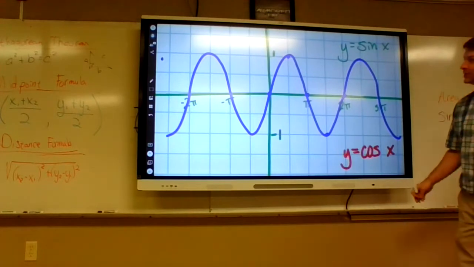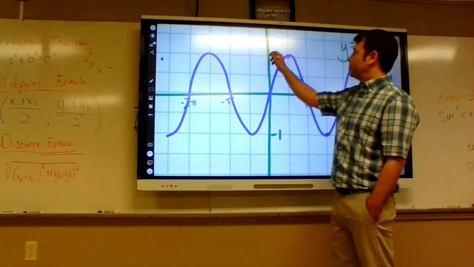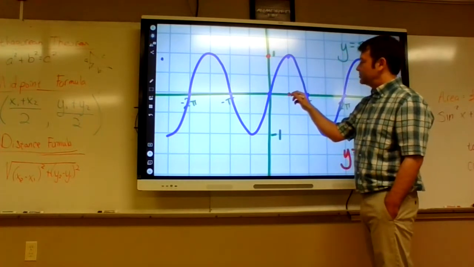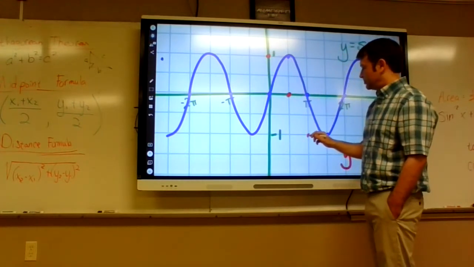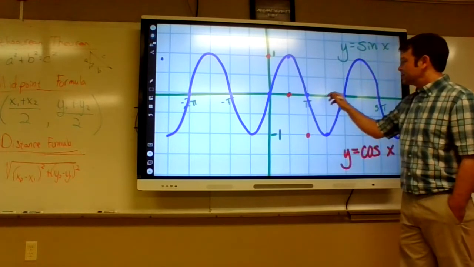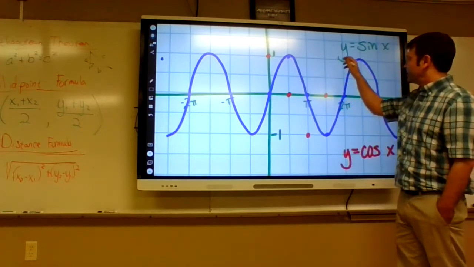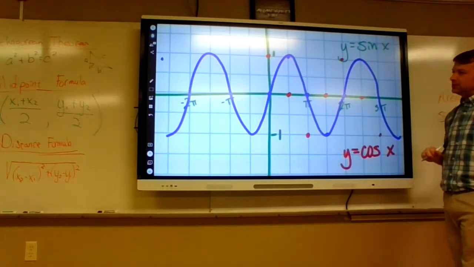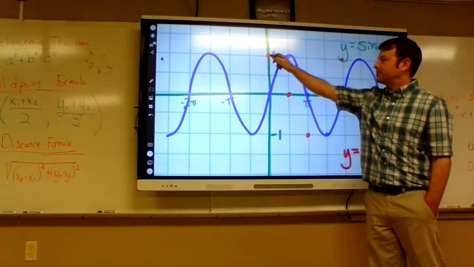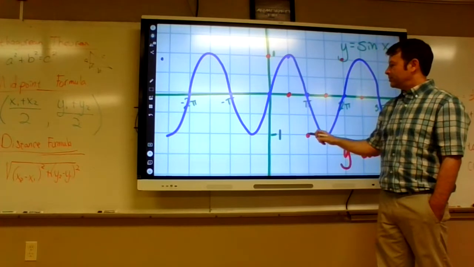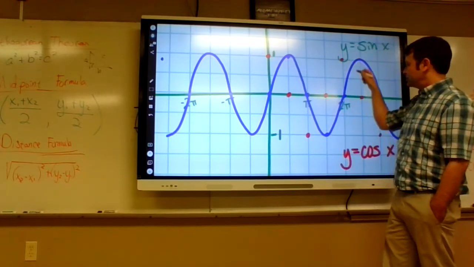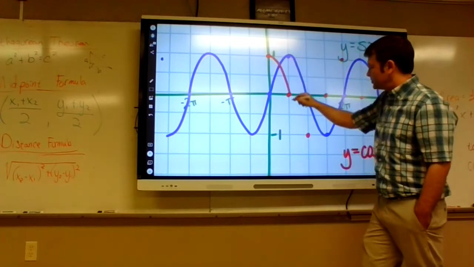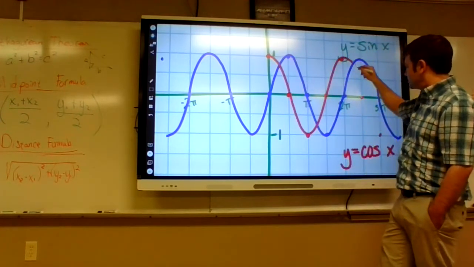So cosine of 0 is actually worth 1. So cosine starts at the top. Cosine of 90 is worth 0. Cosine of 180 is worth -1. And it kind of follows the same pattern though. So every step I went down 1, up 1, up 1, down 1, down 1. Looks like that. So it follows the same pattern. The difference is where it starts.